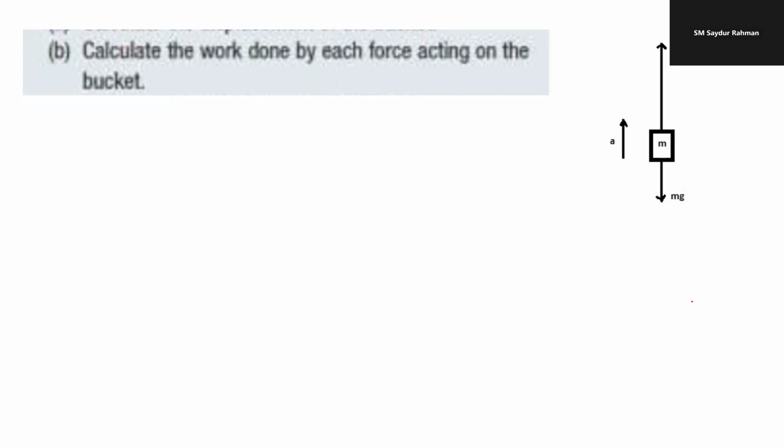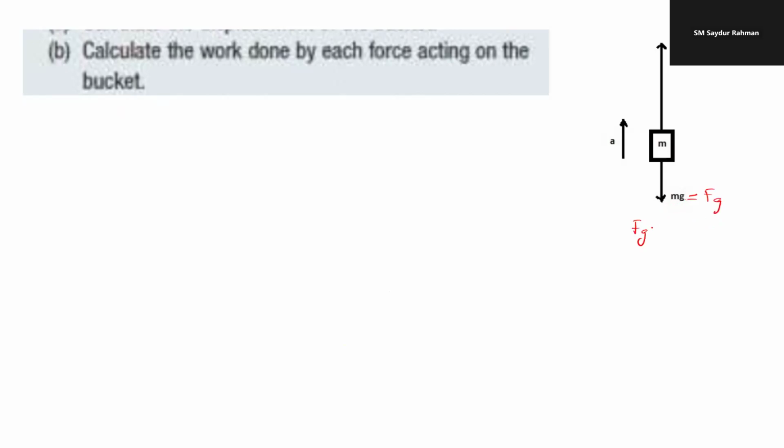So calculate the work done by each force acting on the bucket. We don't know each of these forces, right? So how can we figure out these two forces? mg is easy to find. mg is equal to Fg, right? So we can figure that out.